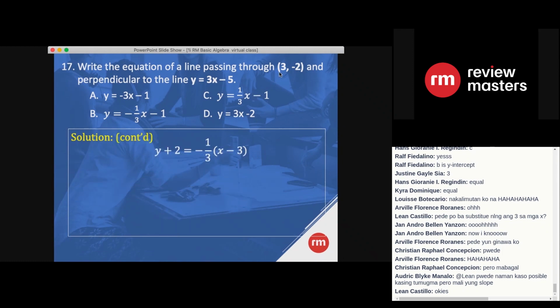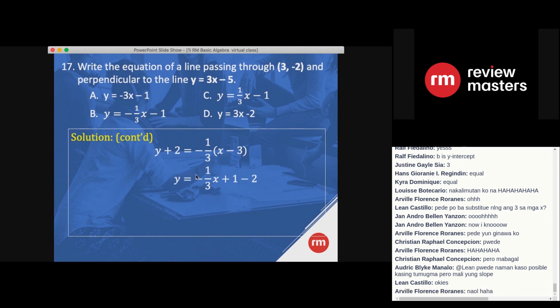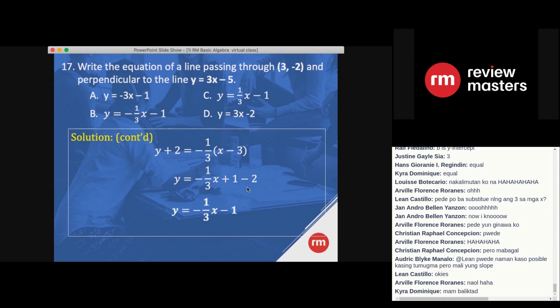And then we solve for y. So y plus 2 is equal to negative 1/3 times x minus 3. Y is equal to negative 1/3. Pag multiply natin dito, negative 1/3 x. Negative 1/3 times negative 3 naging 1. 2 transpose naging minus 2. And then you simplify. Y is equal to negative 1/3 x minus 1. Okay? So therefore, the answer is choice letter B. And most of you got it correct.